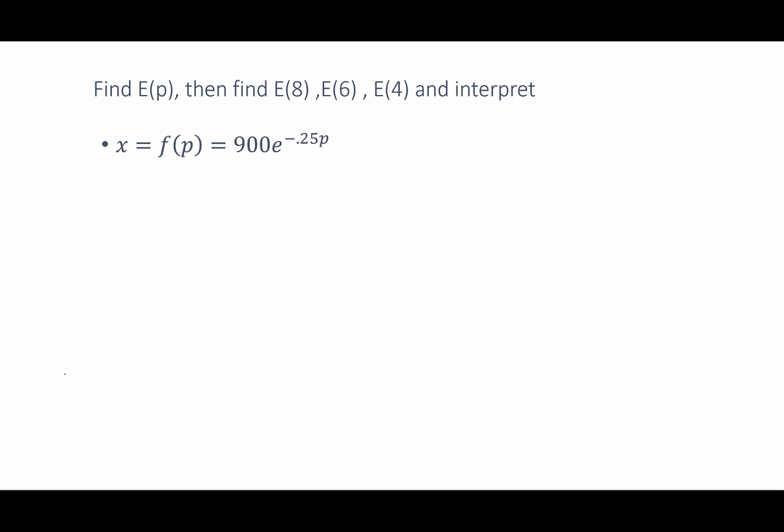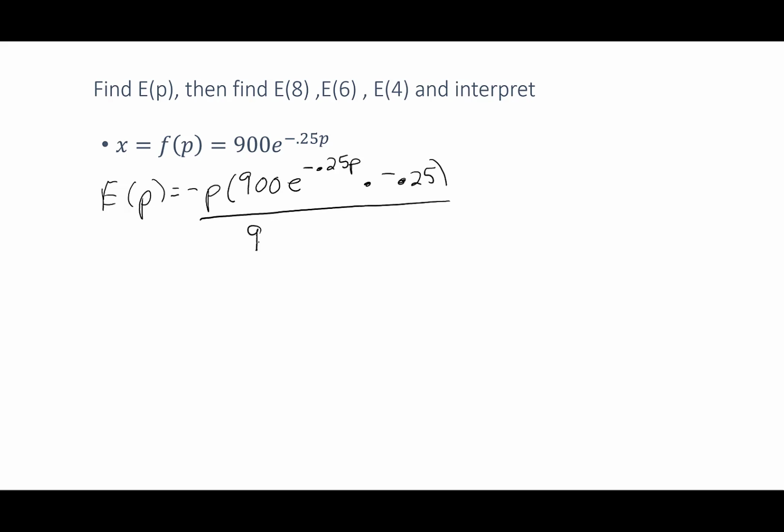Let's try a function that includes e. We're going to find the elasticity of demand given x equals f of p is 900 e to the negative 0.25 p. Then we'll put in the prices of 8, 6, and 4. E of p will be negative p times the derivative. I have 900 e to the negative 0.25 p times the derivative of the exponent, negative 0.25, all over 900 e to the negative 0.25 p.